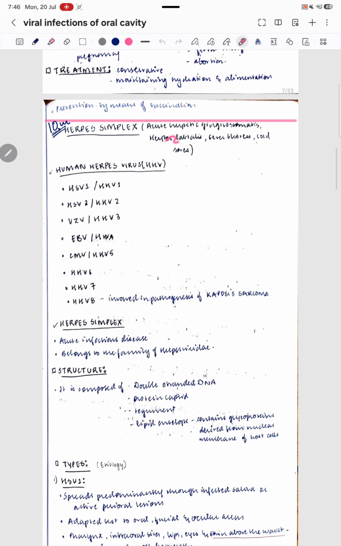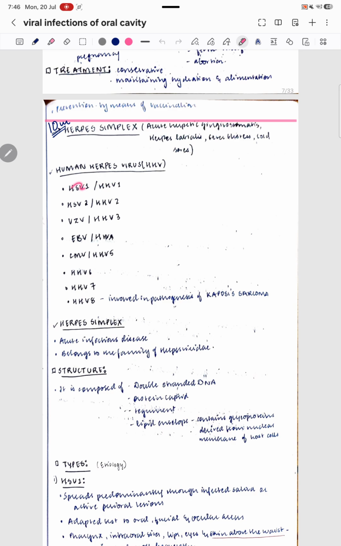Firstly, herpes simplex is also called acute herpetic gingivostomatitis, okay, and herpes labialis, fever, blisters, cold sores. So these are the major common symptoms, that is your herpes labialis, fever, blisters, cold sores.